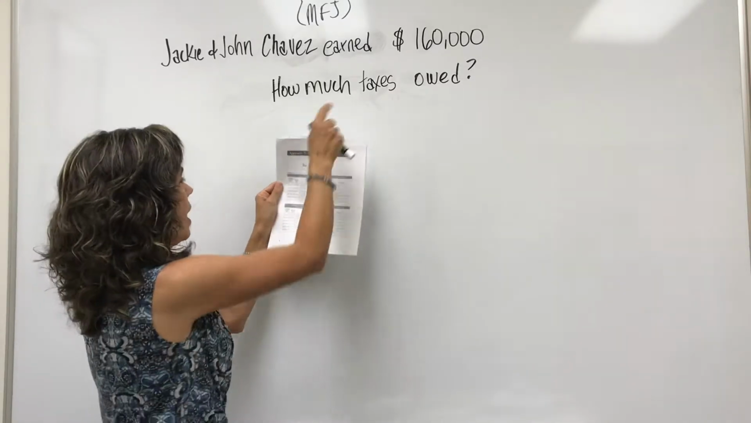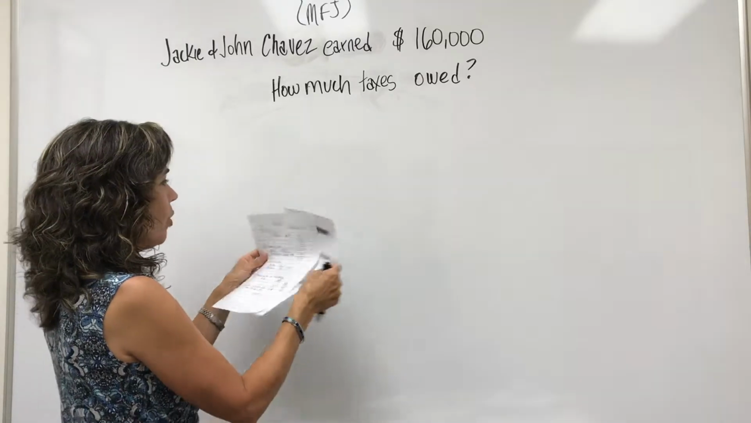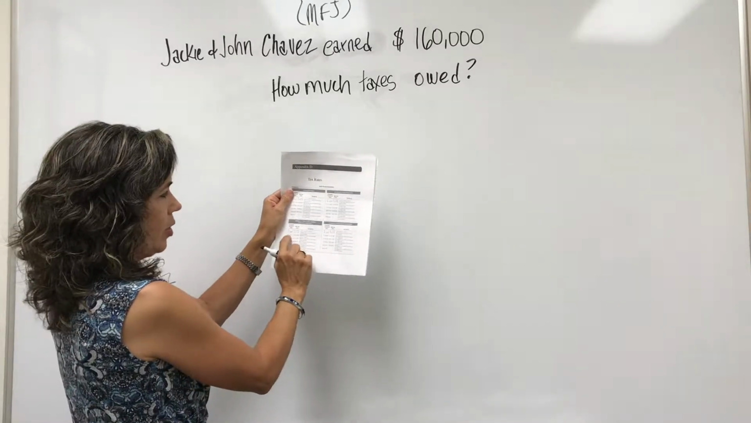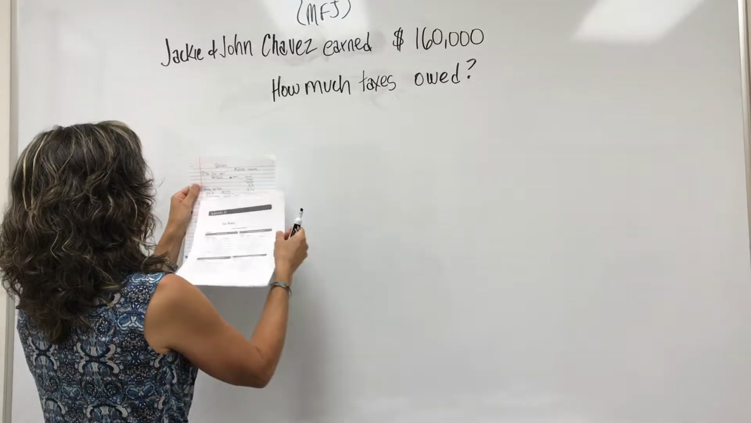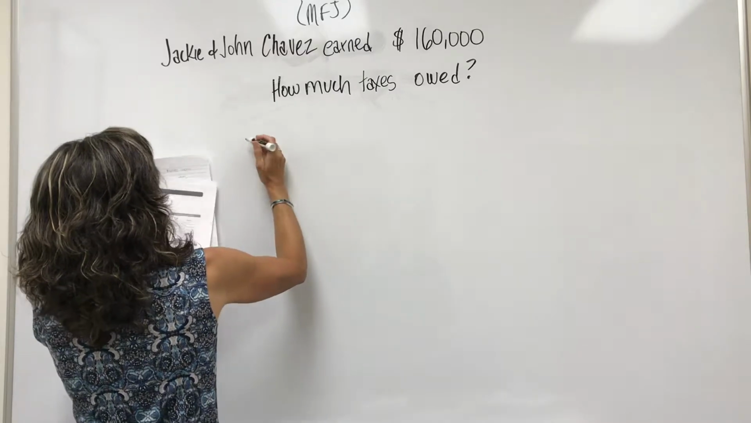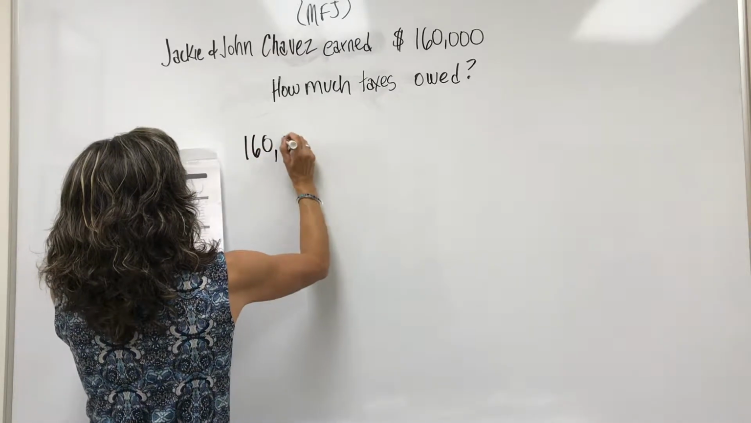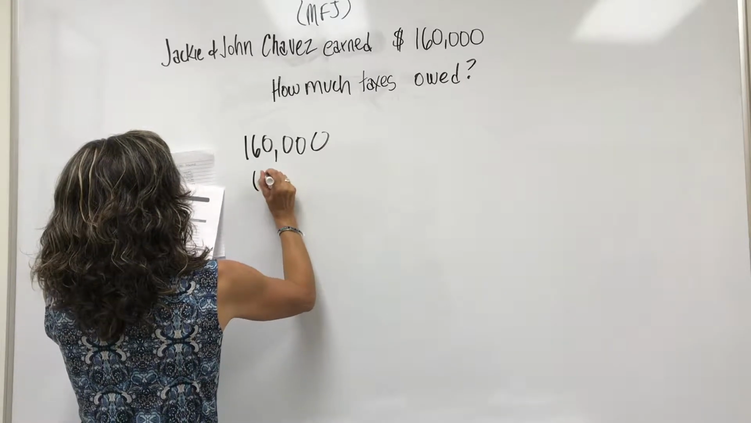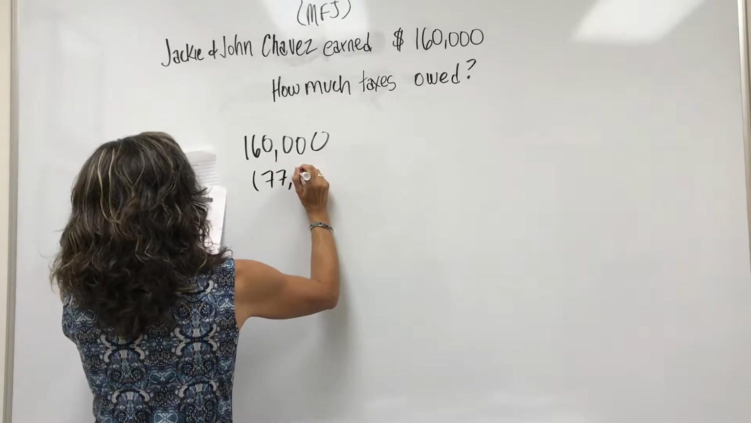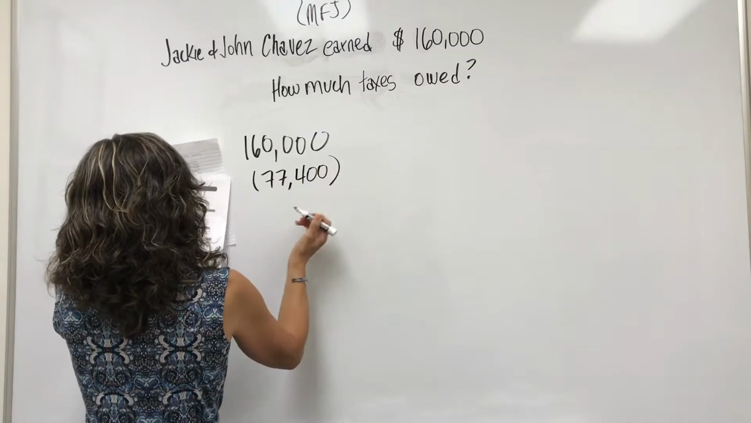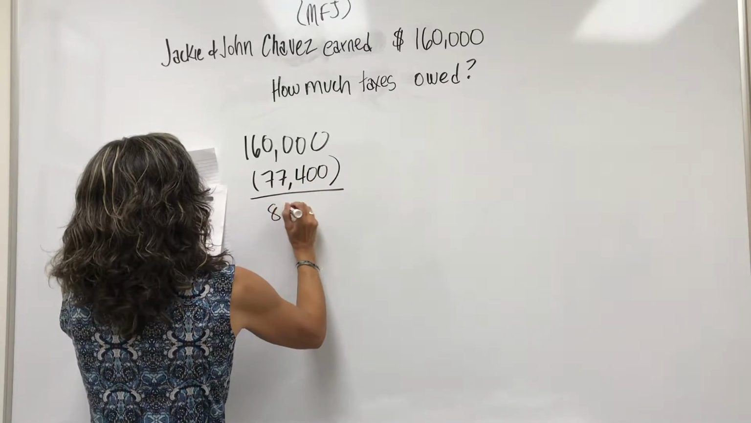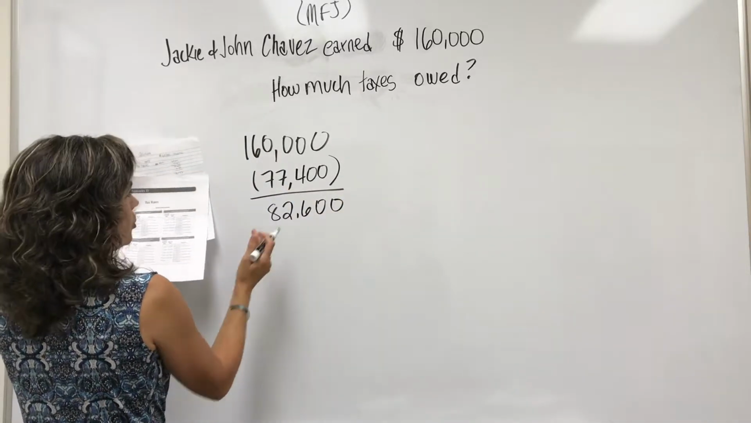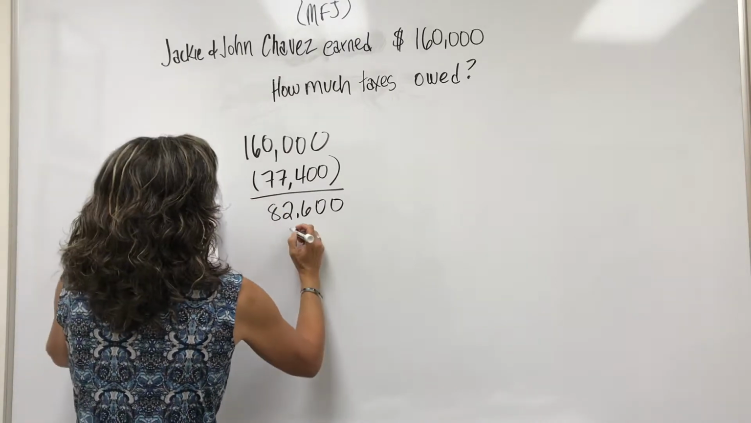At 160,000, you're going to take the layer where you find 160,000. They earned 160,000. You subtract out the bottom of that tax bracket where they are. In this one, it's 77,400. Subtract that out, and we come up with 82,600. Then it tells you what percentage you multiply that by. In here, it's 22%.